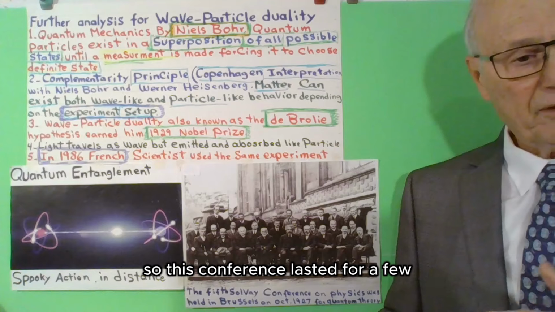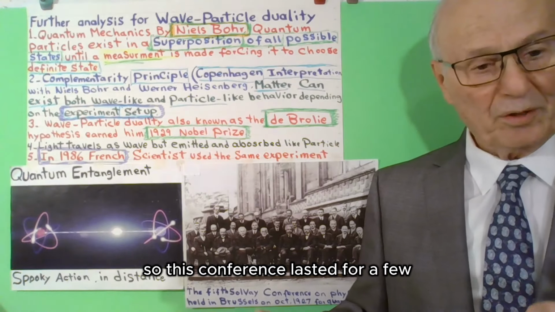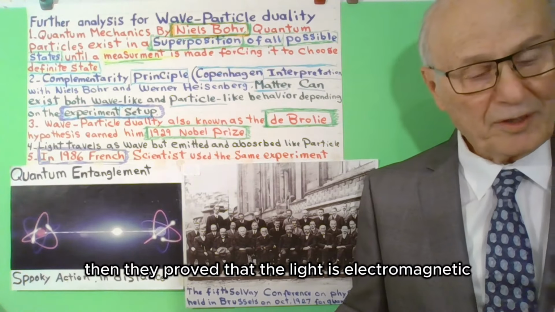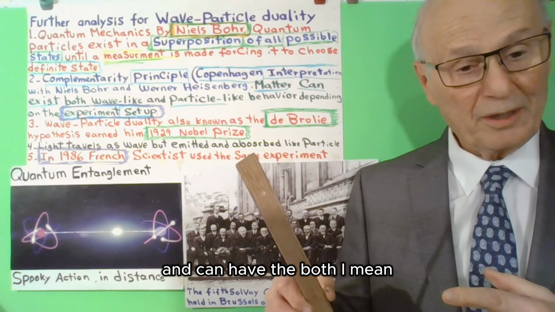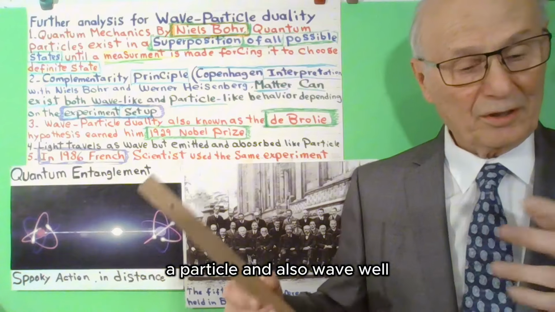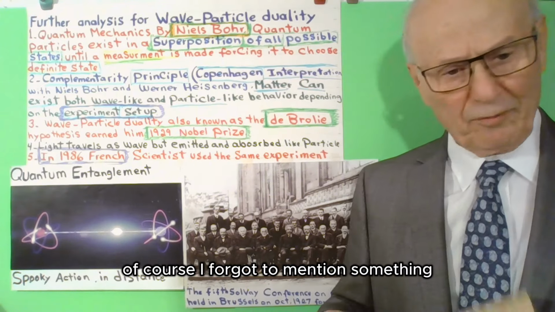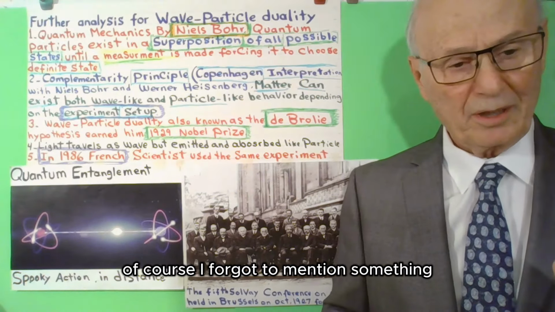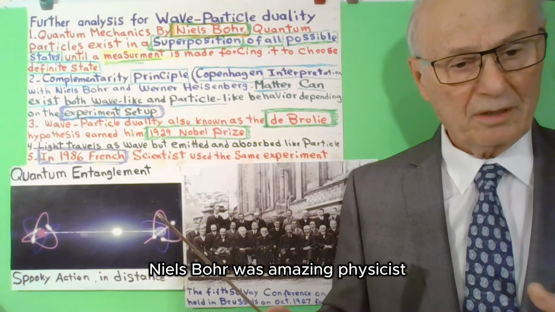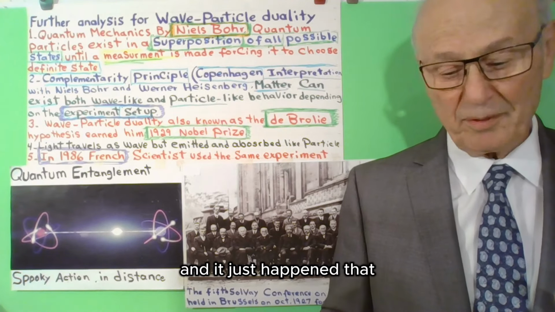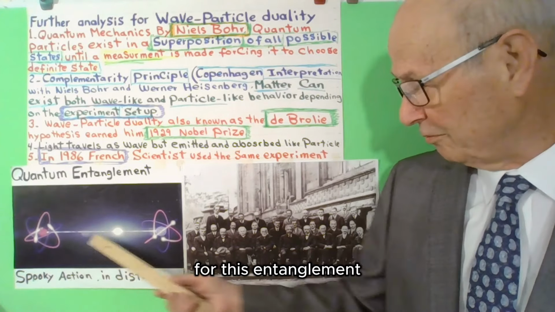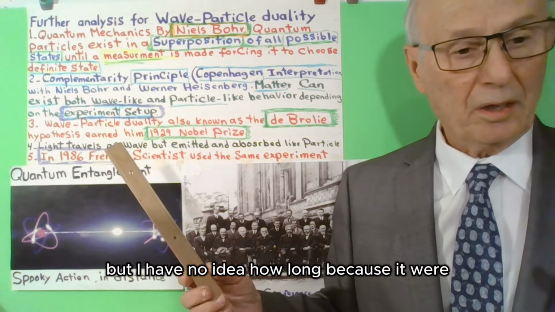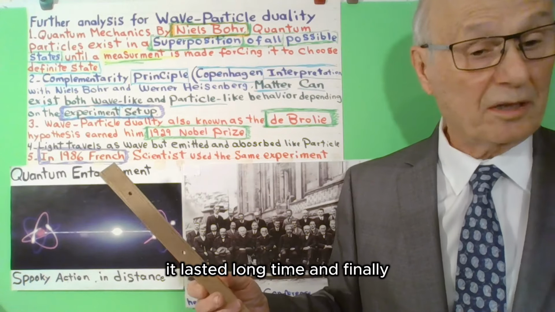So this conference lasted for a few days. Then they proved that light is electromagnetic and can have both particle and wave nature. Well, of course, I forgot to mention something. Niels Bohr was an amazing physicist. And it just happened that he had a debate with Albert Einstein about entanglement, but I have no idea how long because it lasted a long time.